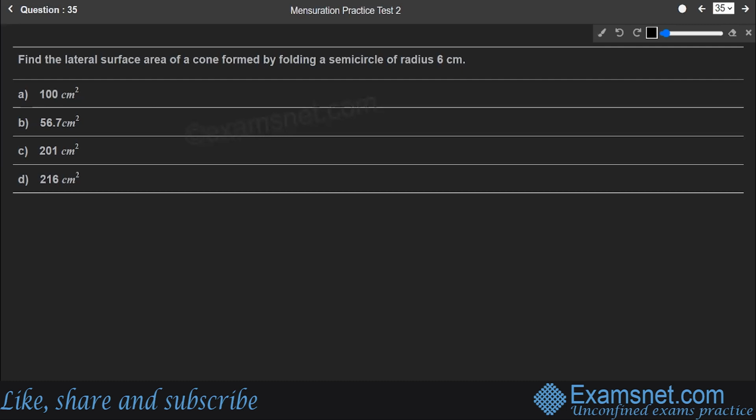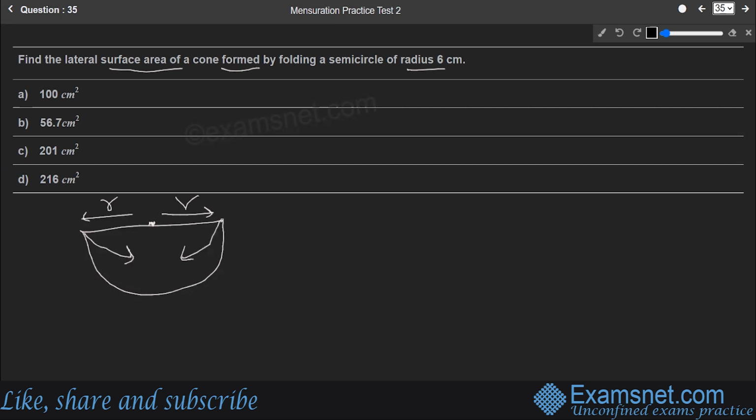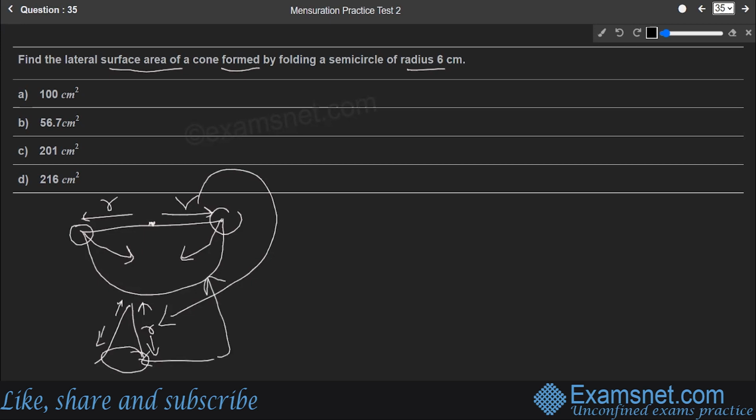Okay, so he says find the lateral surface area of a cone formed by folding a semicircle of radius 6 centimeters. Whenever you have a semicircle like this with a center in there, these are the radii of the semicircle. Whenever the semicircle is folded so that this particular edge joins this edge, you get the shape of a cone like this. If you observe, the radius of this semicircle becomes the slant height of the cone, and similarly, the circumference of the base of the cone is formed by the circumference of the semicircle.